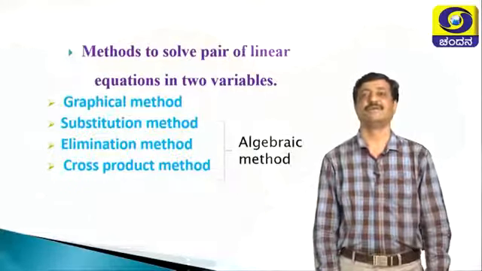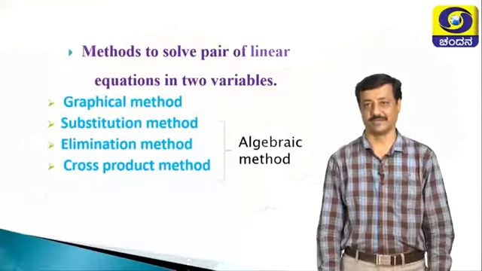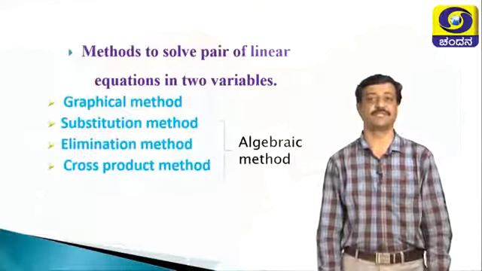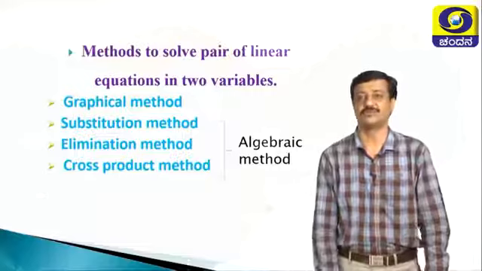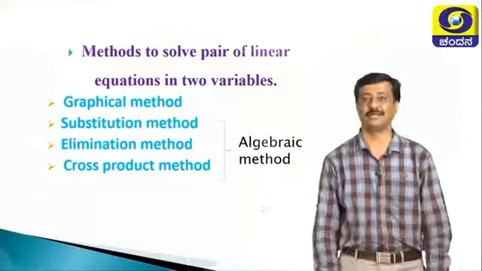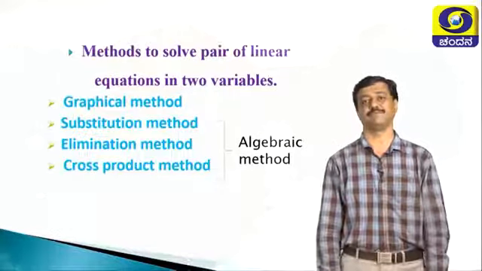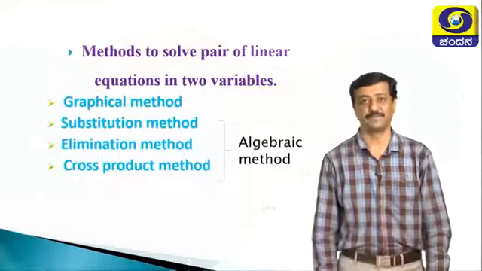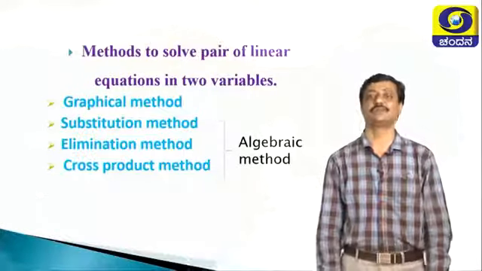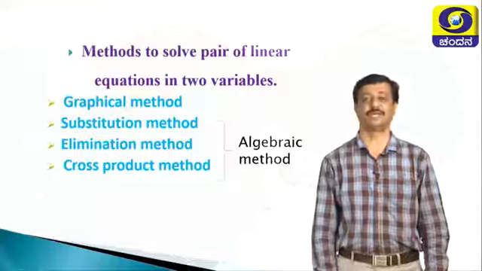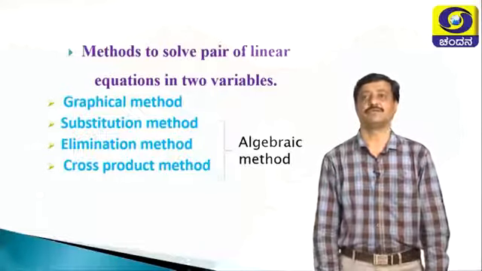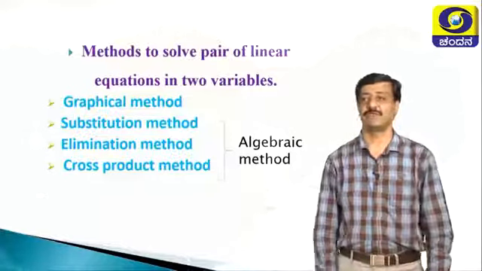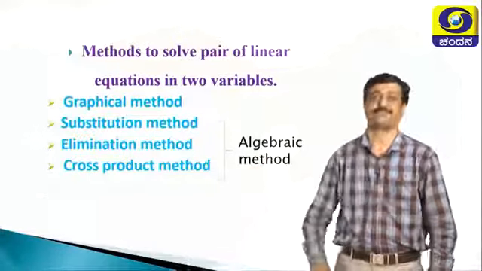Usually we classify the methods into two categories. The first one is graphical method and the second one is algebraic method. Under algebraic method, we have three specific methods, which are the substitution method, elimination method and cross product method. Today we will learn how to solve pair of linear equations in two variables by using these methods.